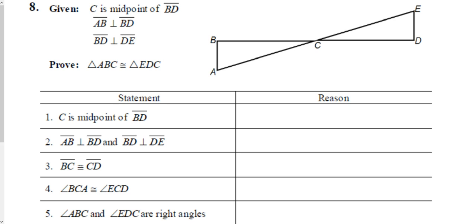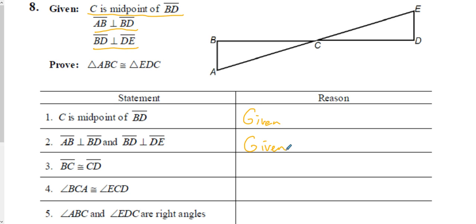So now we give you a proof where we're just asking you to fill out the reasons. So C is the midpoint of BD. That's simply given. They gave it to us in the statement above where they said C is the midpoint of BD. And then they say AB is perpendicular to BD and BD is perpendicular to DE. And those are also given. Remember, the upside down T stands for perpendicular.